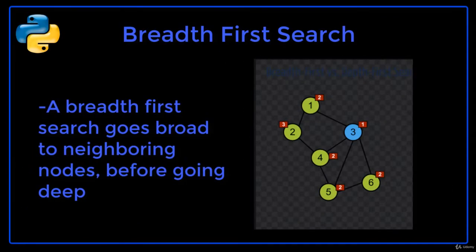A breadth-first search goes broad to the neighbor nodes before going deep. It uses a queue. We add all of the children to the list and then pull from the list to check if it has a path.